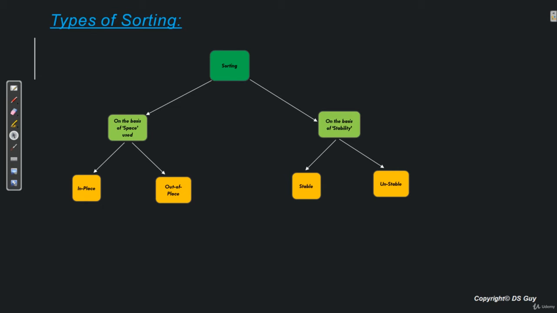Hey guys, welcome back. So in the last video, we were talking about how any given sorting algorithm can be divided into two categories depending on the space being used and the stability of the algorithm. Under which we said that it can either be an in place or out of place algorithm, and it can either be a stable or unstable sort. In this video, let's see what exactly we mean when we say in place, out of place, stable and unstable.